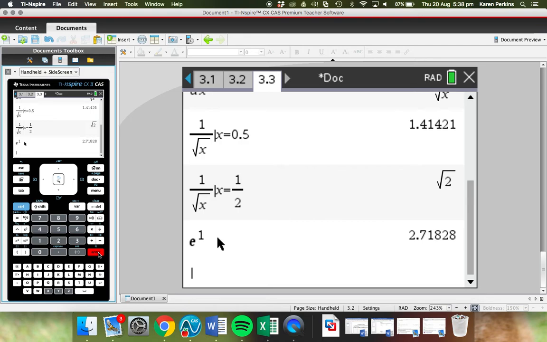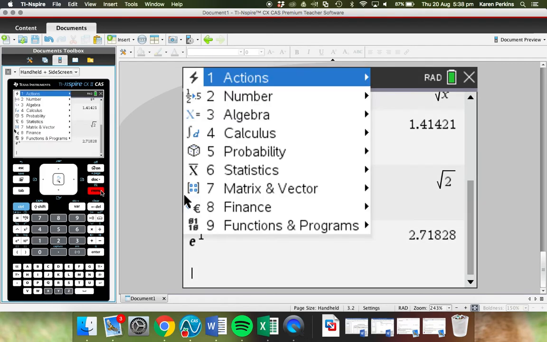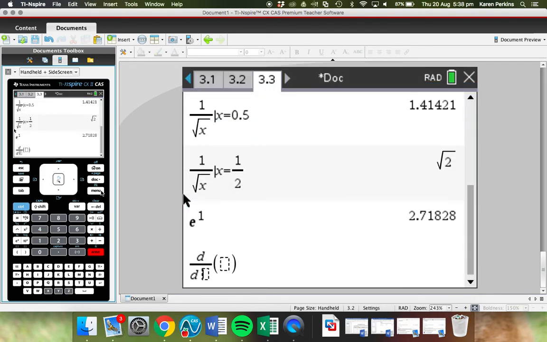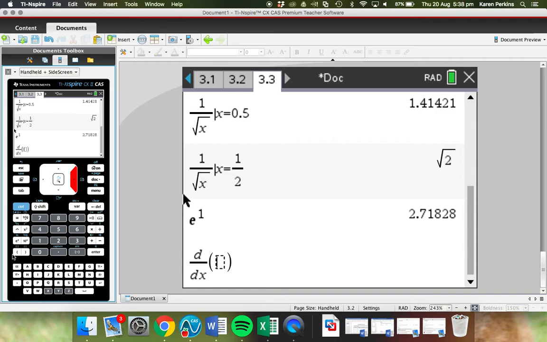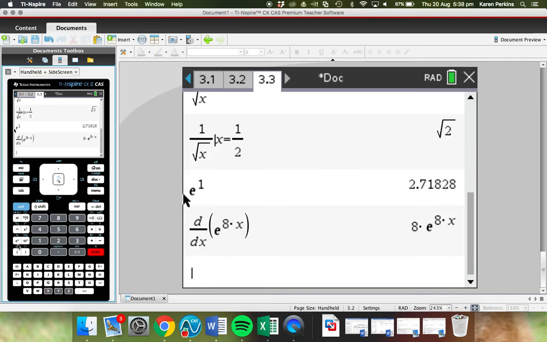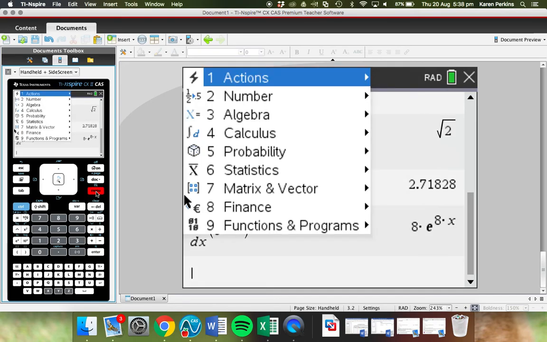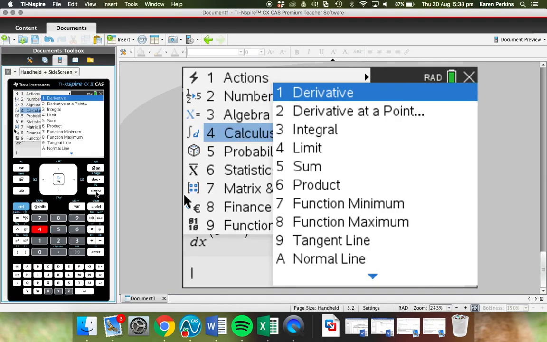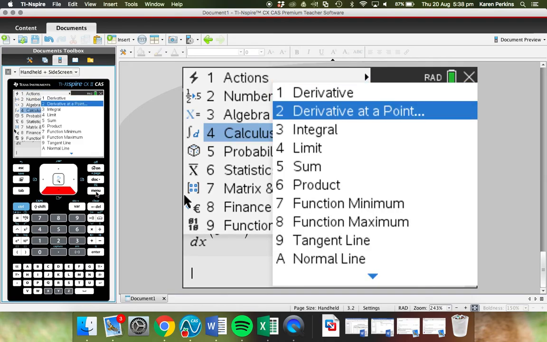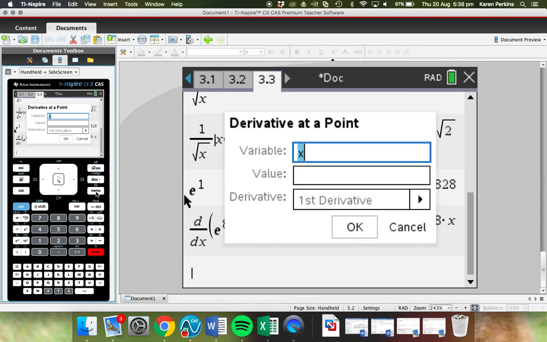So if I wanted to find the derivative of the one we had, e to the power of 8x, menu, 1, d/dx e to the 8x, and that'll give you the answer there. We could also use derivative at a point if we wanted to. So if I go calculus, then number 2, derivative at a point. If I wanted to find the value of the derivative at x equals 1, we could put it in there.